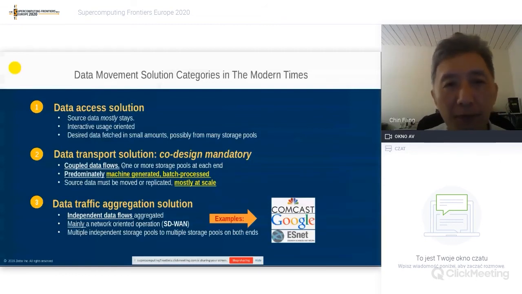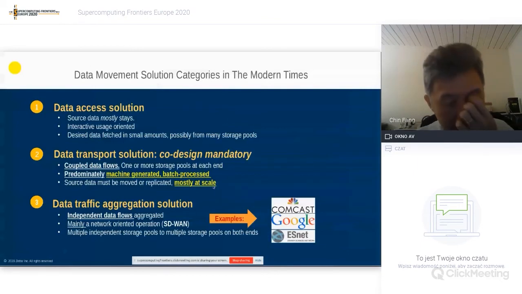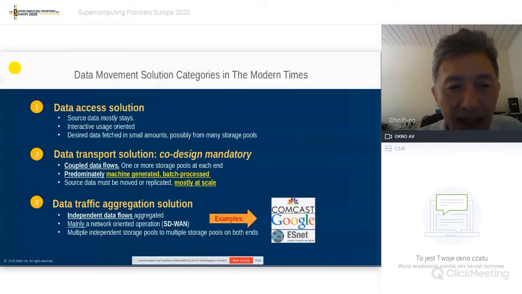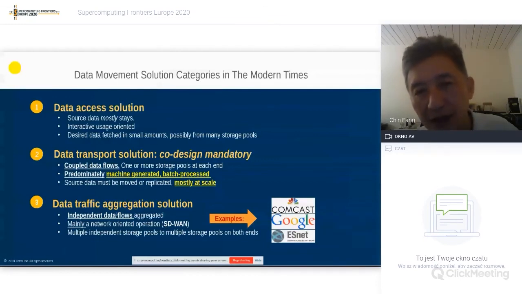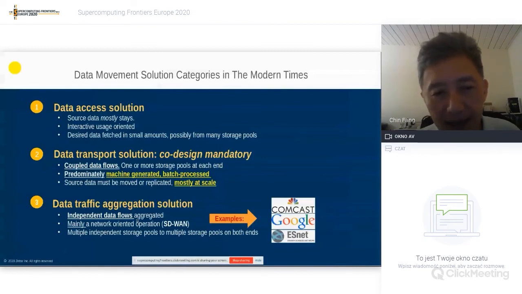So modern data movers must be designed with this key thing in mind, that is, you have to handle machine-generated, batch-oriented, automation-oriented data movement. Okay, and they are typically moving at scale too. So then the third one is where many people have confusion. It's a data aggregation solution, and pretty much it's a network-oriented operation, a software design one, okay? Independent data traffic is routed over one or more predefined connections in order to keep their utilization high. So that's the key, independent data flow aggregated, okay?